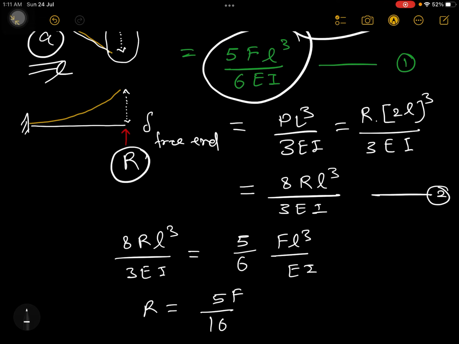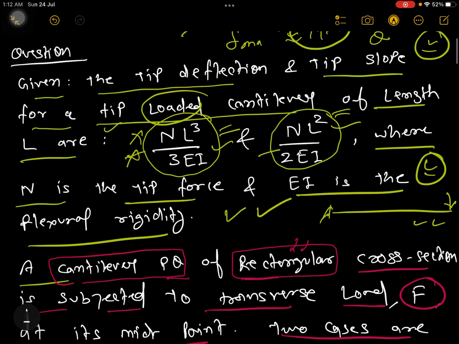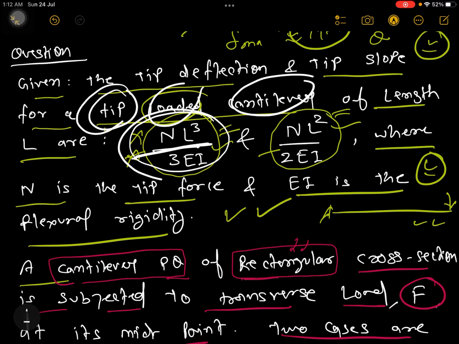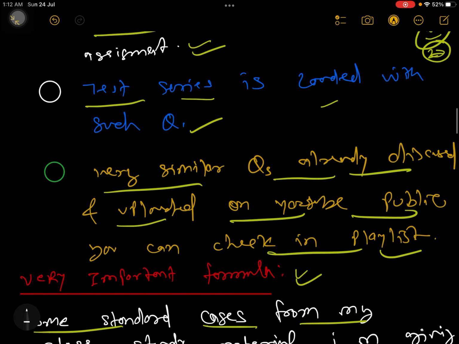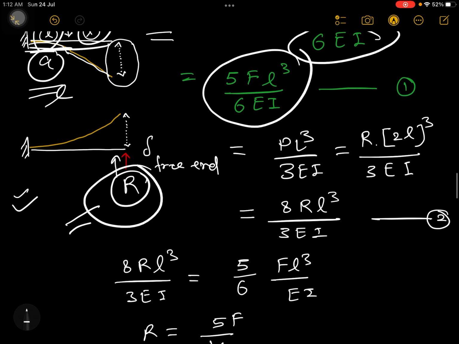Now this part I was talking about: when the reaction acts from downward, at that time it is a free end condition, which is a very easy condition. So this is the only formula they have given in your question statement, that is PL cubed by 3EI. Free tip, you can see, tip loaded cantilever, PL cubed by 3EI. So this is not a big help. They have not given you any kind of help. This formula anyway everyone knows. It's not like they are giving us the formula. No man, it is not a big help by the GATE authority.